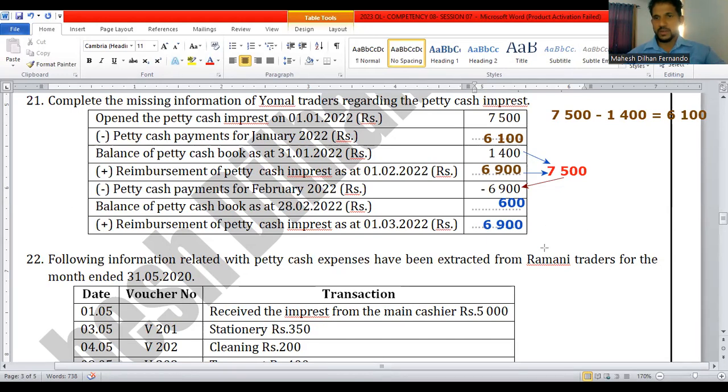So after this reimbursement, we have 7,500 as the imprest again.